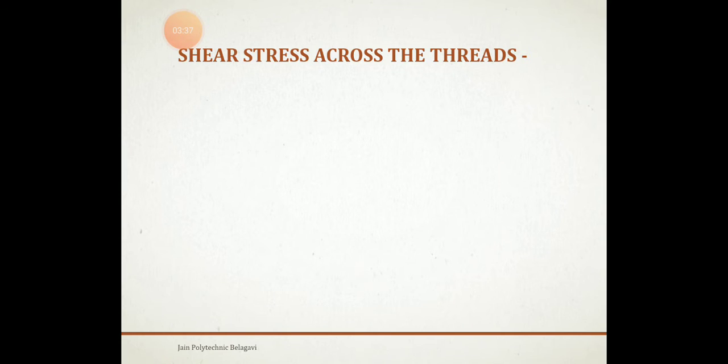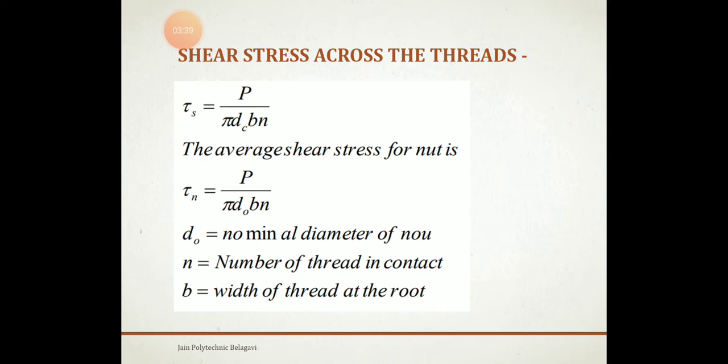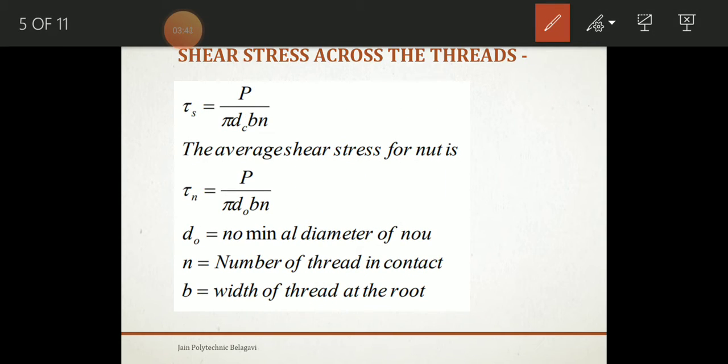Next, stresses across the threads. So tau s, the stress across the thread, equals P divided by pi dc b n. dc is the core diameter, b is the width of the thread, and n is the number of threads in contact. This is how you can determine the shear stress across the thread using this formula.